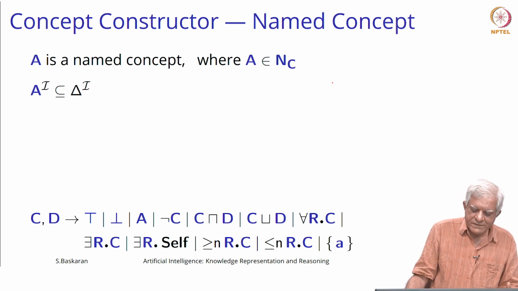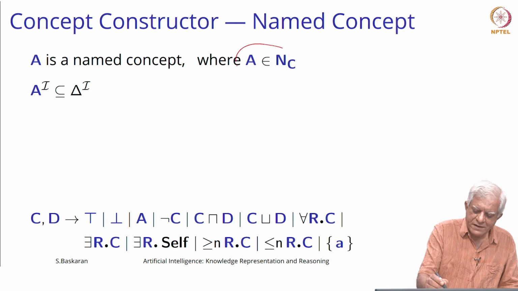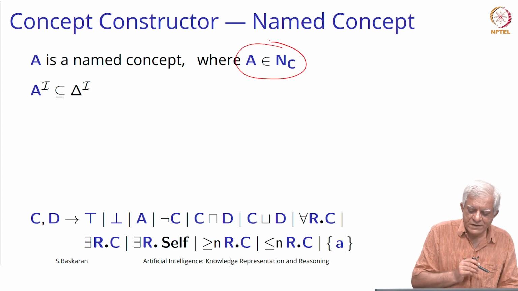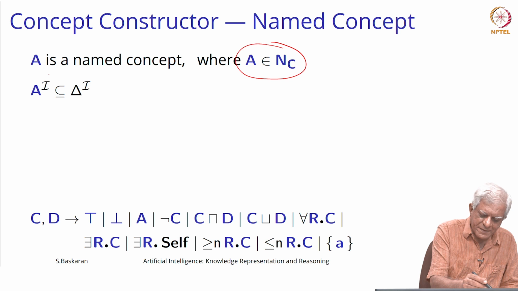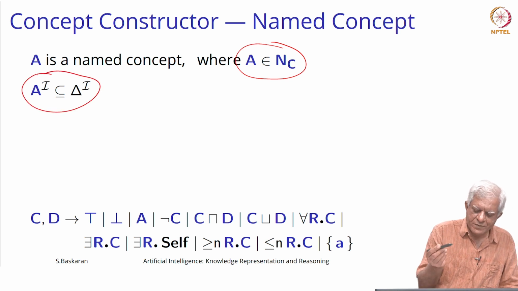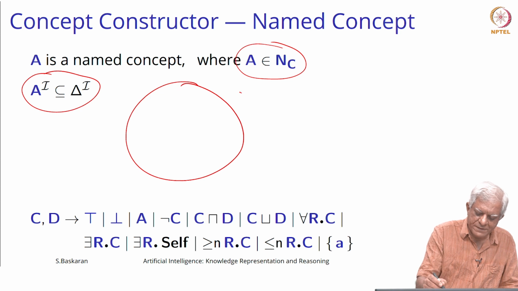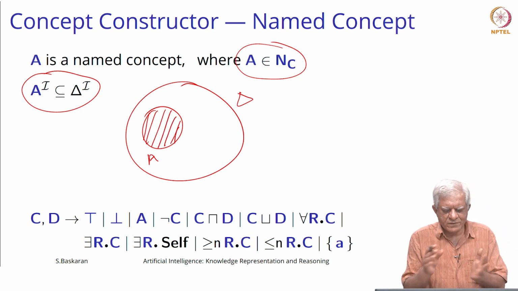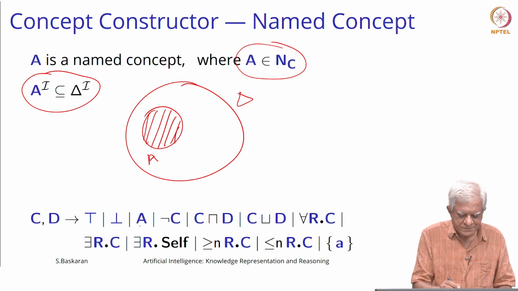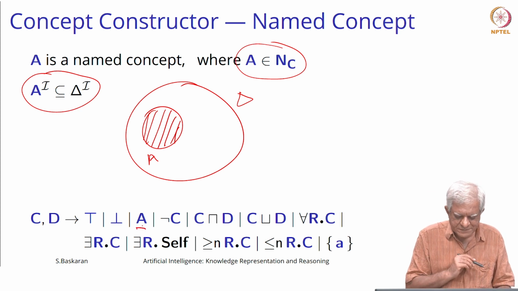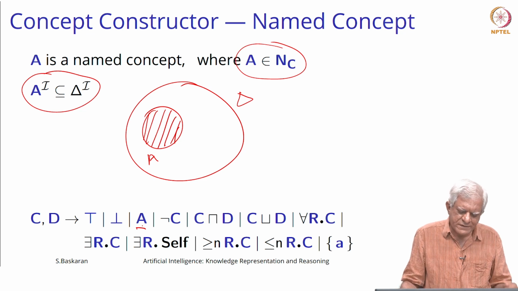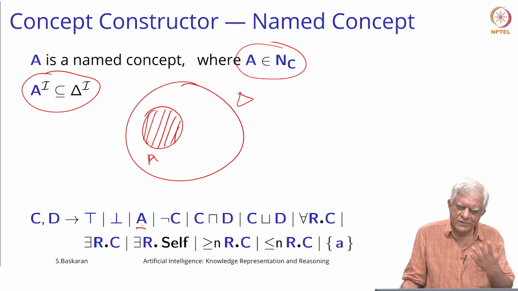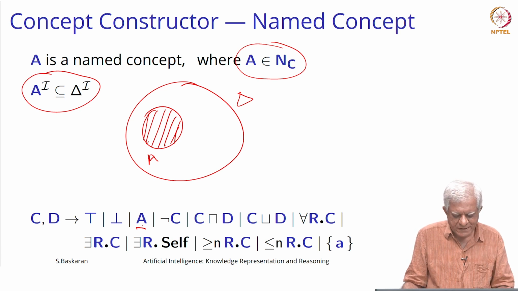Then we have named concepts, where a name A comes from the set of names that we have defined for concepts essentially. And the interpretation of a named concept is that it is a subset of the top concept. So, if this is a top concept, then we have a concept A, and all the elements which are in this A define a subset of the elements of this thing. That was a named concept essentially. So, named concepts are like primitives essentially, right. For example, we might say male, female or something like that.